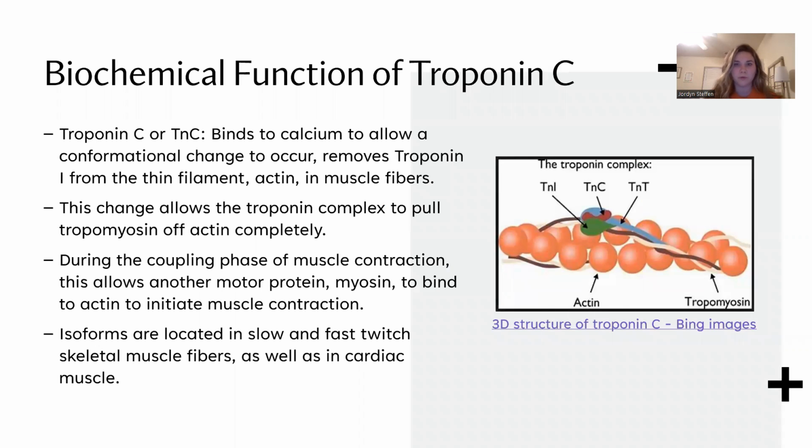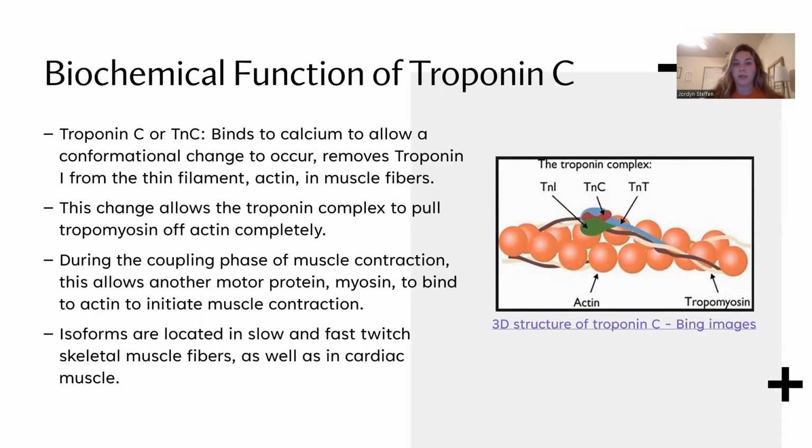So, the biochemical function of troponin C. It binds to calcium to allow a conformational change to occur, which removes troponin I from the thin filament actin muscle fibers. This change allows the troponin complex overall to pull tropomyosin off of actin completely, which initiates muscle contraction in the coupling phase. So this allows motor proteins like myosin to bind to that actin to continue that muscle contraction overall.